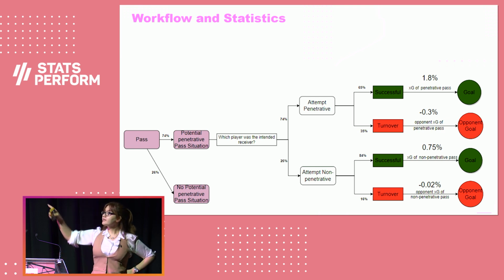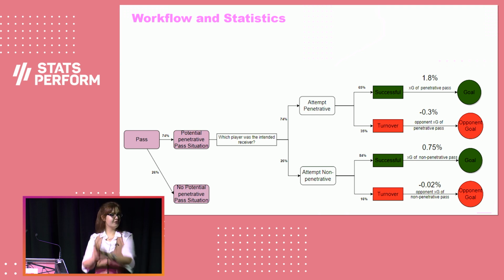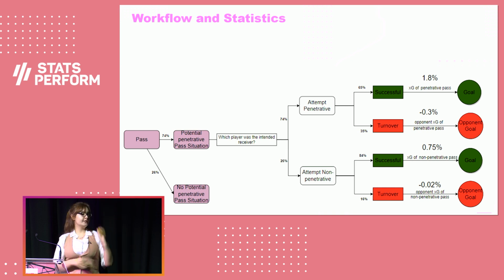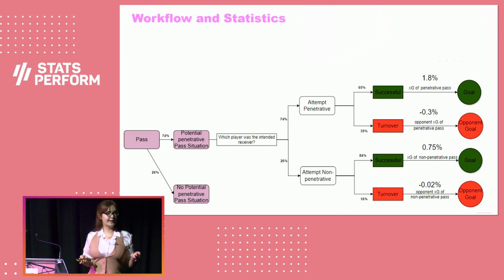We can see from here that in 74% of the data set, the intended receiver was inside the convex hull. It means that it was a penetrative attempt. But now we cannot evaluate it because we don't know the outcome. This is a pre-event metric somehow. We should know if it was a successful or turnover pass. Therefore, we need to break it down. Out of all the penetrative attempts, 65% were successful and 35% were turnovers.